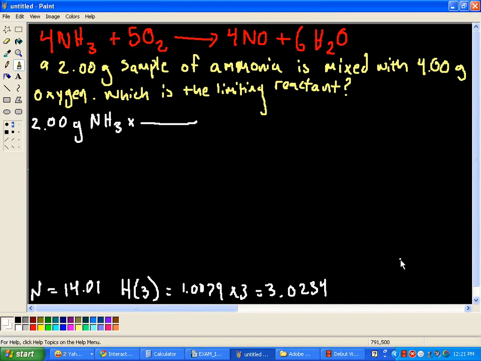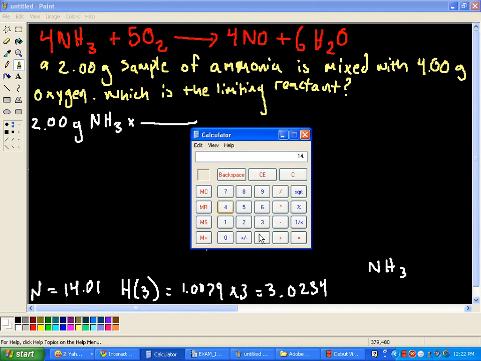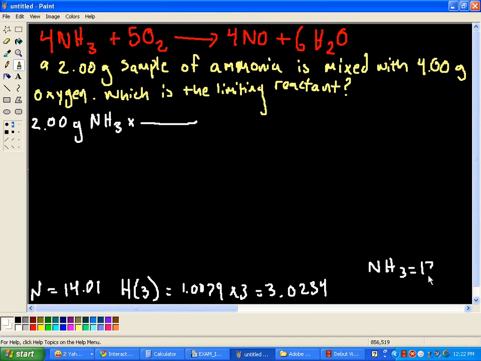So the atomic mass of a molecule of NH3 is going to equal the 14.01 plus the 3.0234. And we're going to add that up right now. Okay, and that gives us 17.033. So we'll write that down here. Okay, so we have the atomic mass of NH3 in grams right here.